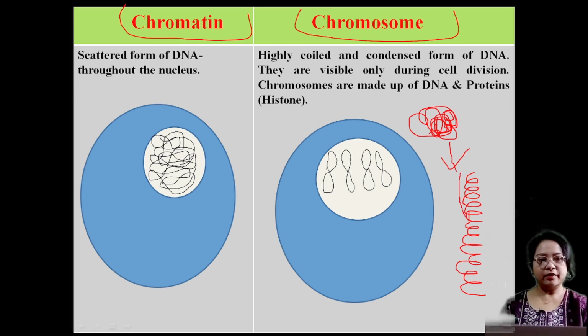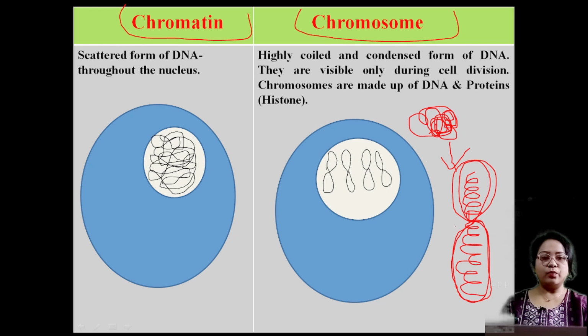Afterwards, this spring will again coil together, unite together, and form a shape like this. So this is called a chromosome. This chromosome is made up of what? DNA and protein molecules. So this chromosome is made up of deoxyribonucleic acid and protein, that is histone protein.